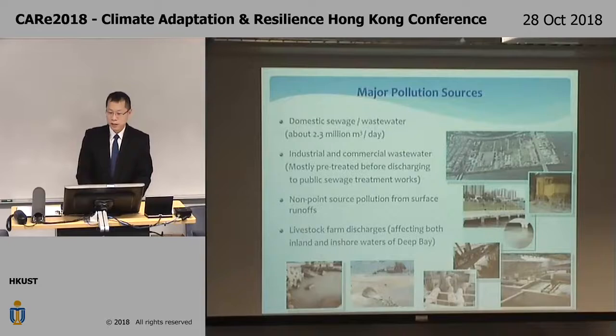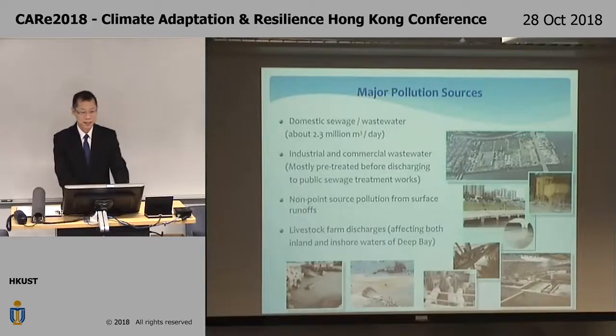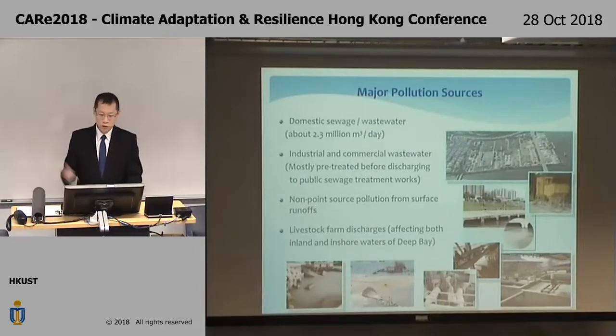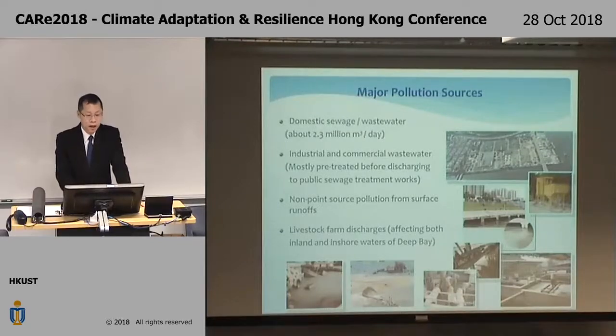Major pollution sources in Hong Kong. Well, as you know, Hong Kong is a very busy, highly densely populated city, and so domestic sewage wastewater is a major problem. But as I say, we collect over 93% of all the sewage now, by last year.